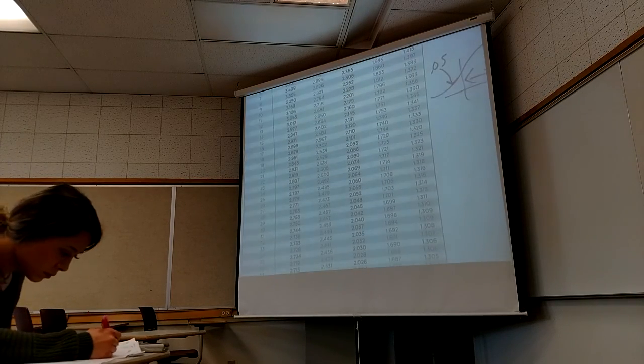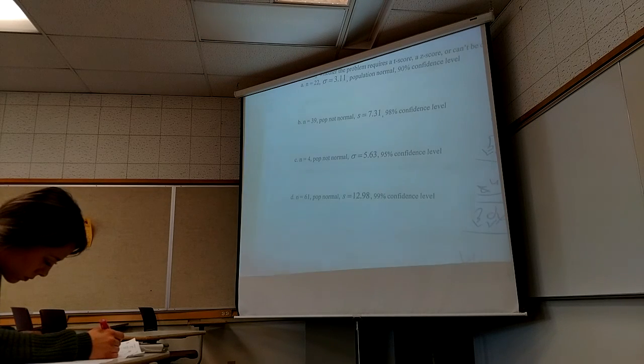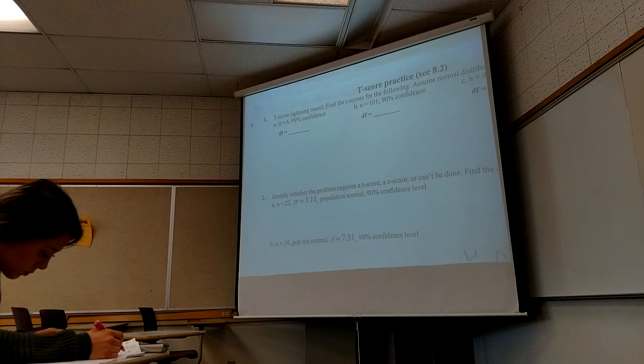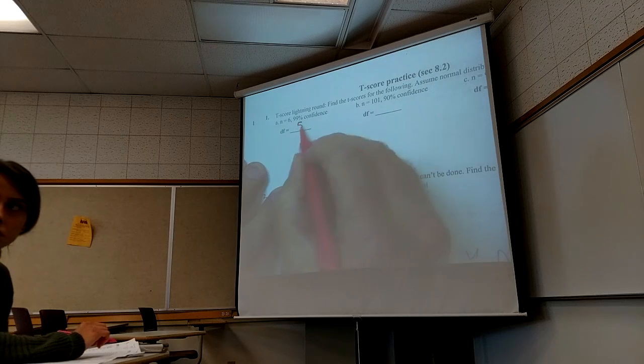$2.364, yeah. A is a z-score. Yeah, if you know sigma. All right, guys. Take a look here. Degrees of freedom on this first one's 5.